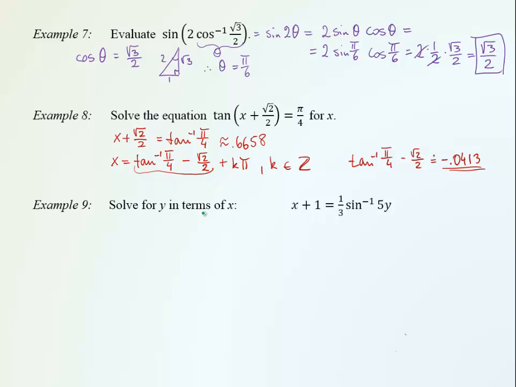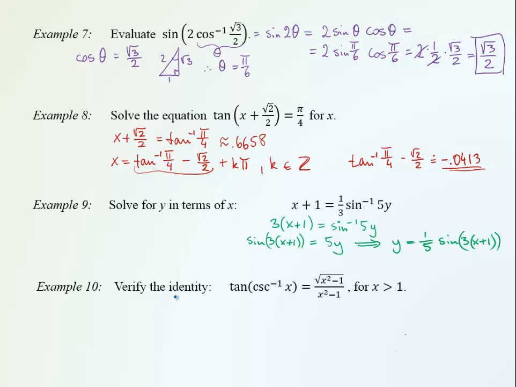In the next example, we are asked to solve for y in terms of x. Well, let's bring the 3 to the other side first, so multiply by 3. Then we are closer to y under arc sine. Now we need to get rid of arc sine, so we apply sine to both sides of the equation. Therefore, sine of 3x plus 1 equals 5y. And finally, y equals 1/5 of sine of 3x plus 1.